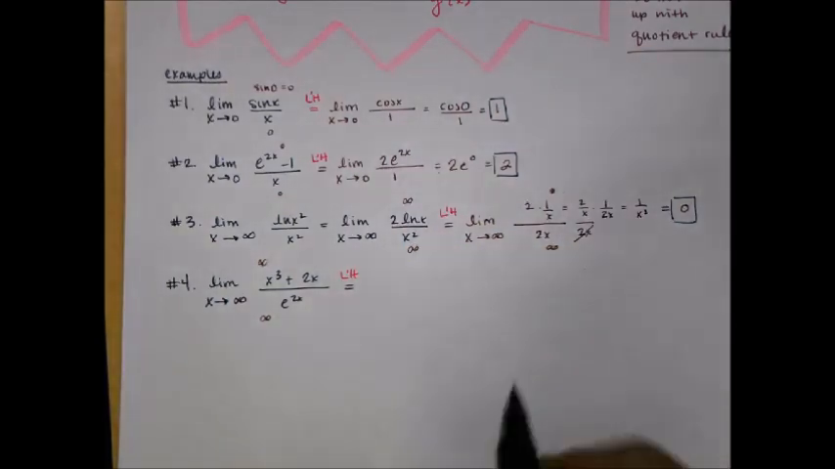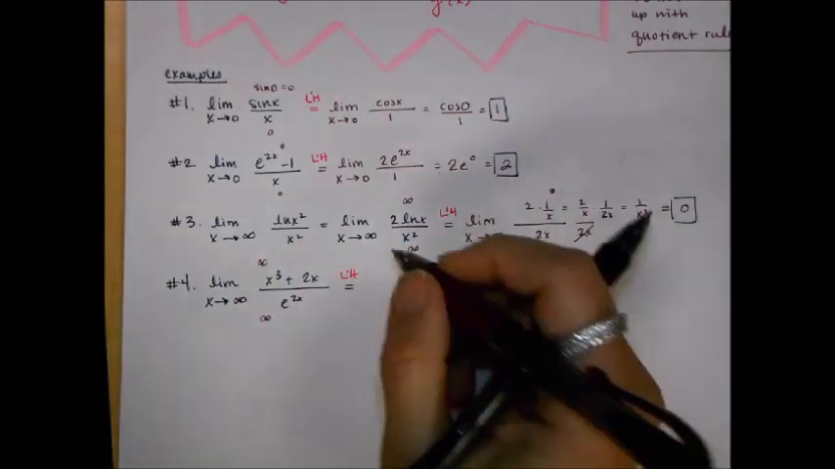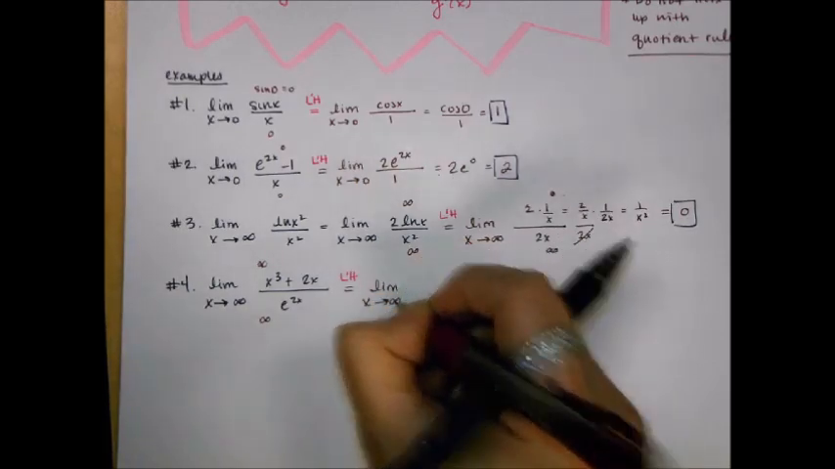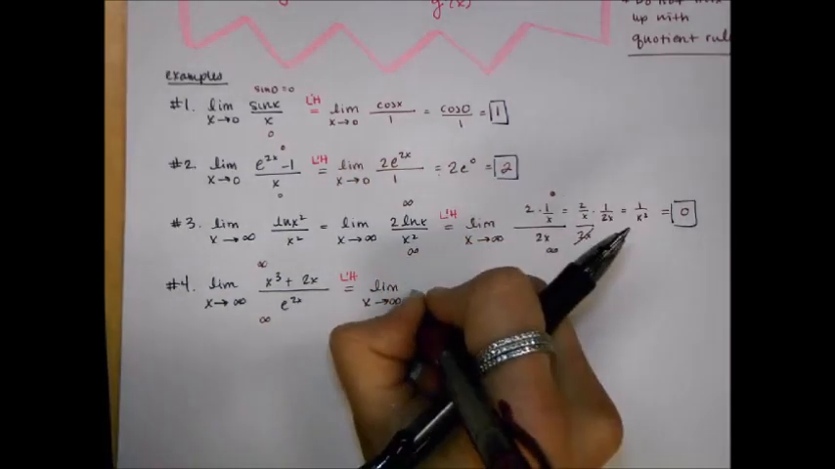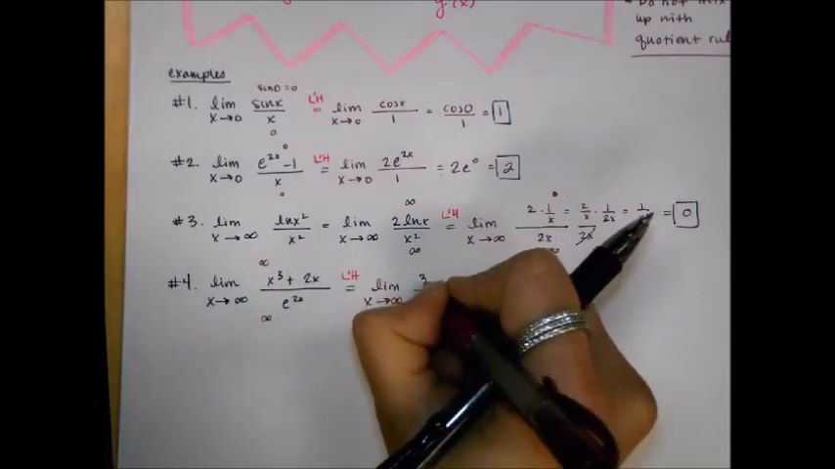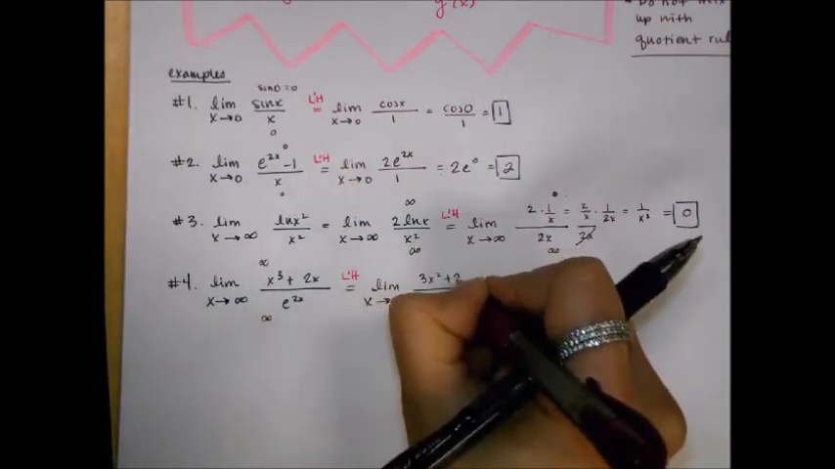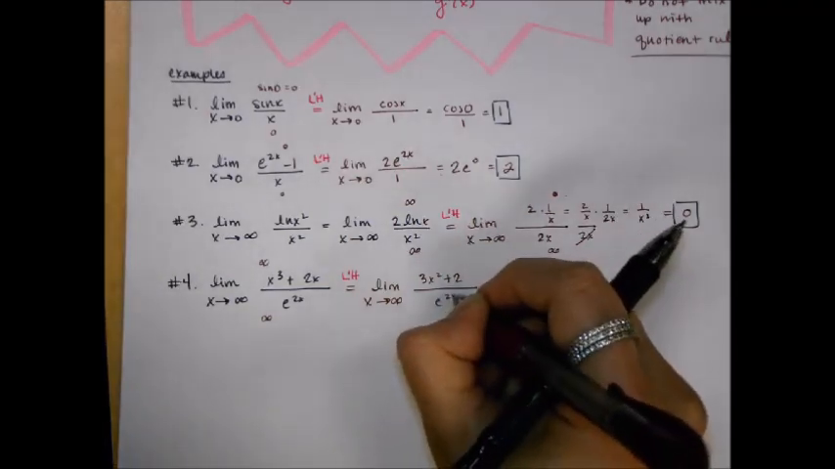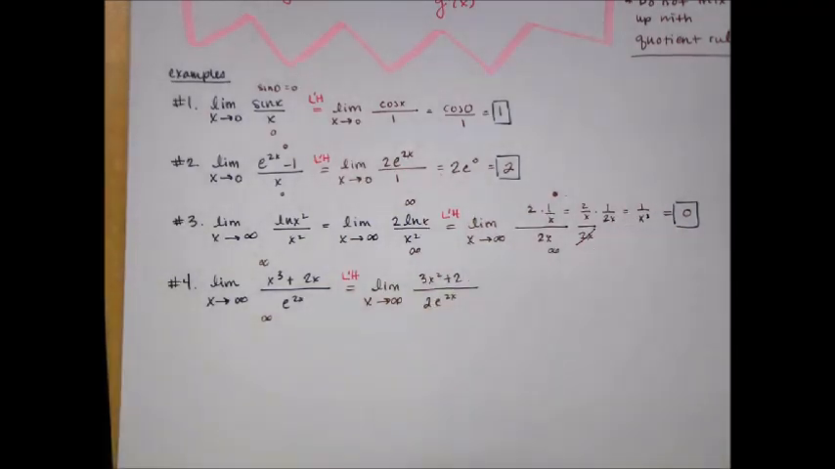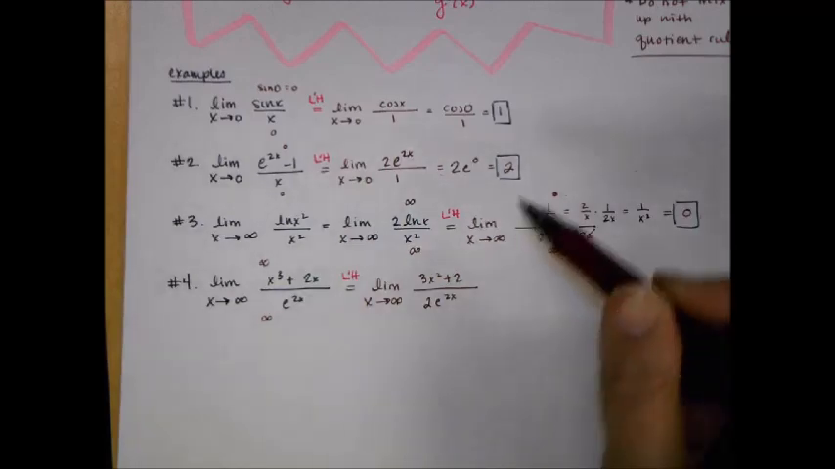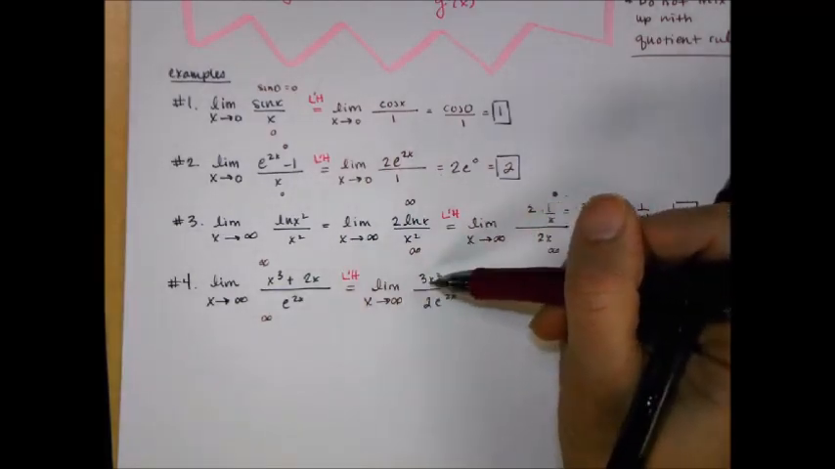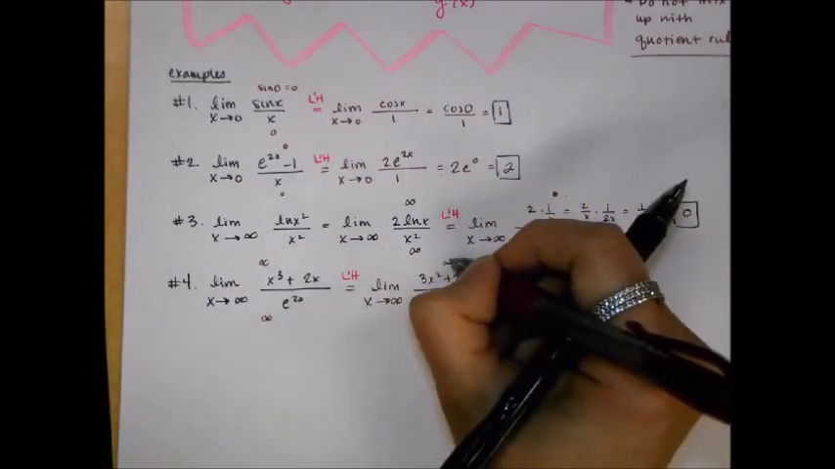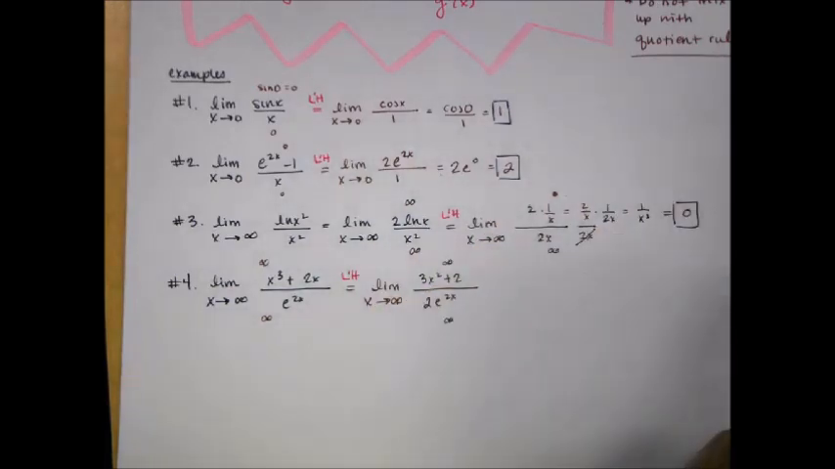So here, we bring this over. We'll take the derivative in the numerator, 3x squared plus 2, over e to the 2x times 2. So again, from here, if we evaluate again with a very big number plugged into both, you'll see that you still have infinity over infinity. So we'll apply L'Hopital's rule again.